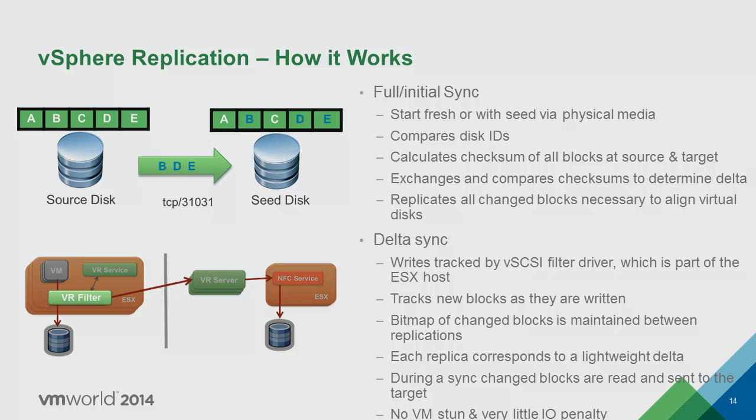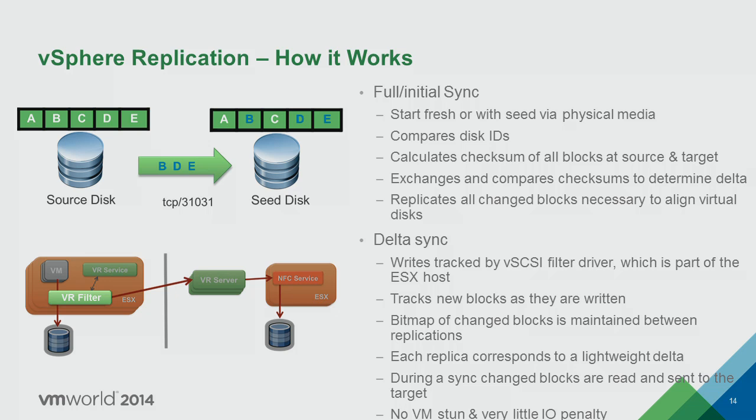So what's really nice about this is it doesn't require a stun of the VM, no snapshot. It's kind of just happening in the background. This filter is integrated in the hypervisor, so there's nothing additional to install other than the management appliance. And then for any target site, you need just another small VM, which we're calling the VR server here. And that's what receives the bits and actually writes them through the host to the storage.